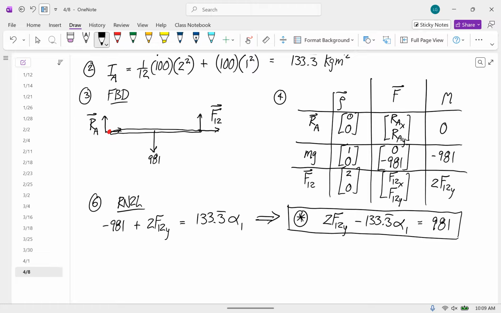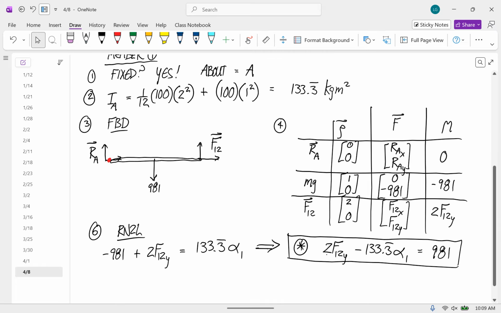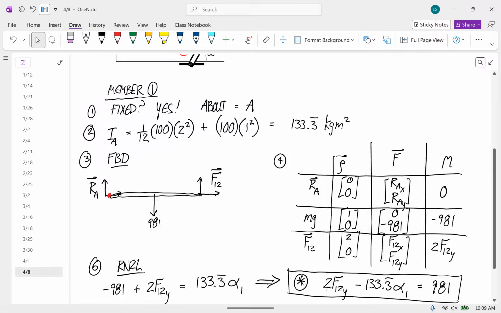Okay, how many variables do we have so far? Well, look at the equations, not the free body diagram. So right now we have one equation, only two variables because no F12x appears in our list of equations. That's still not enough equations to solve it. So in the end, we're going to just have this big system. And now we'll go to member 2.